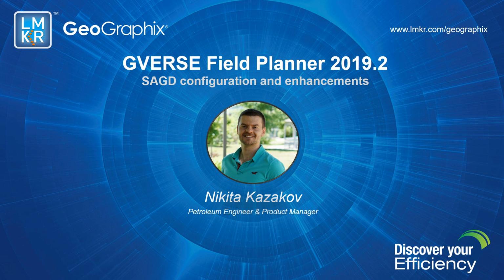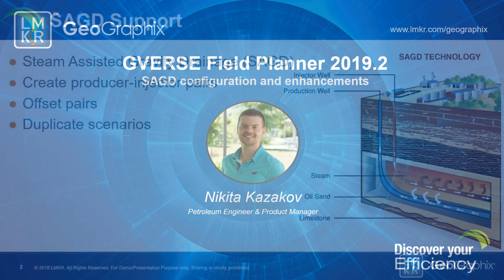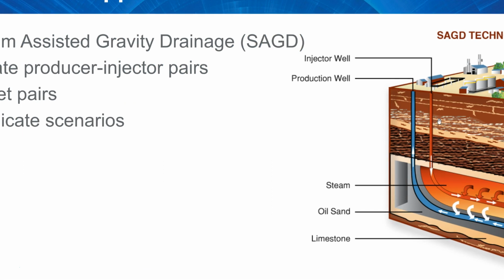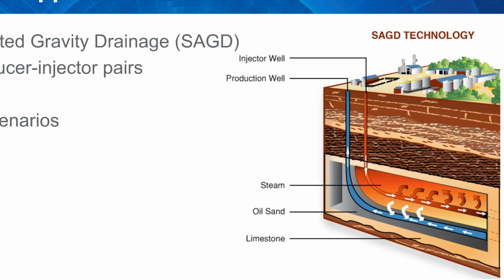Today I'm excited to show you the SAGD configuration scenarios that we have implemented into GVERSE Field Planner 2019.2, and I'll show you some other enhancements that we have in store for you. Alright, let's get started. Steam assisted gravity drainage, SAGD for short, is what you folks have asked us about, and we have implemented that into GVERSE Field Planner. So let's take a look at how this is done.